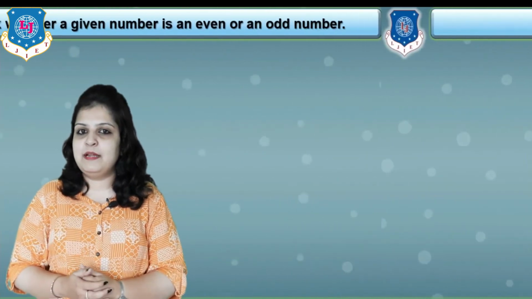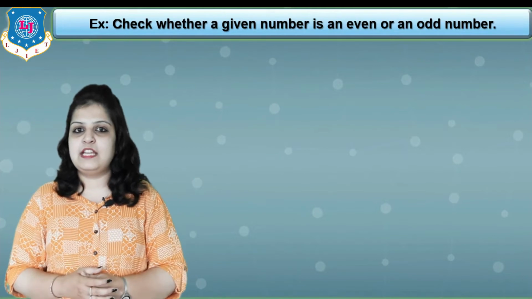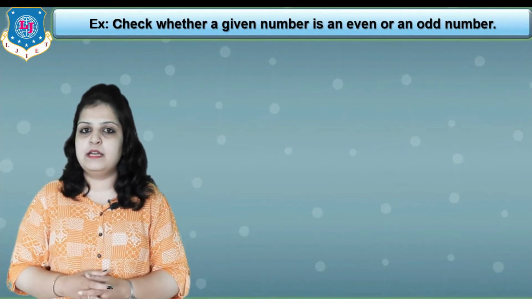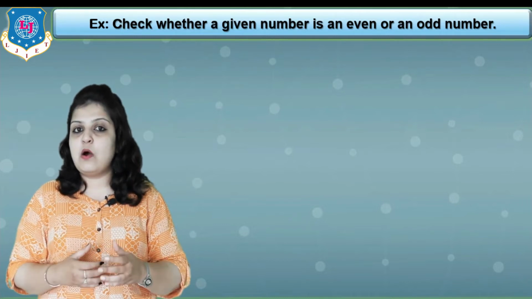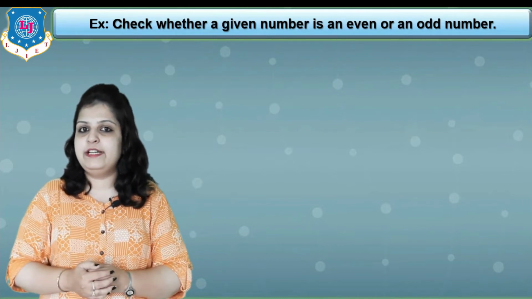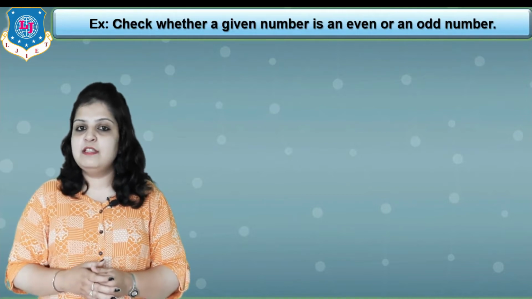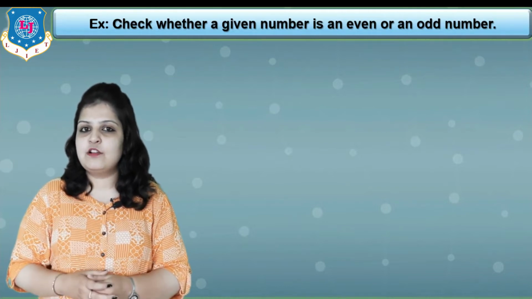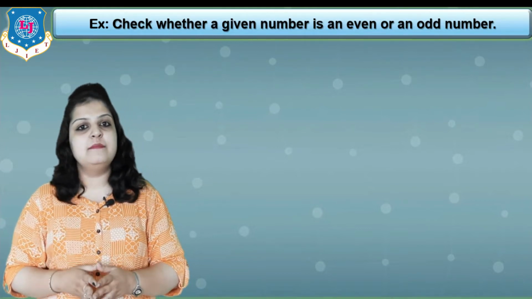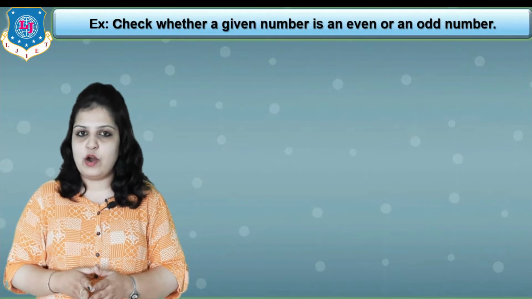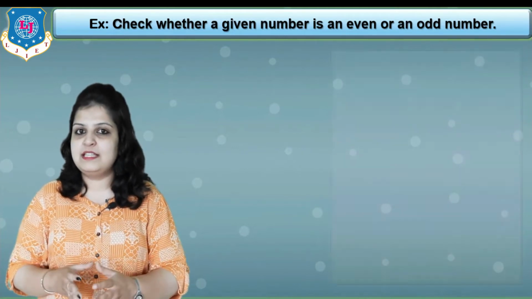Let's see this statement with one example. The definition is: check whether a given number is an odd number or an even number. First of all, what is an odd and what is an even number you already learned in mathematics: the number which is divisible by 2 is called an even number, but the number which is not divisible by 2 is called an odd number. So the same thing we have to check here using simple if.